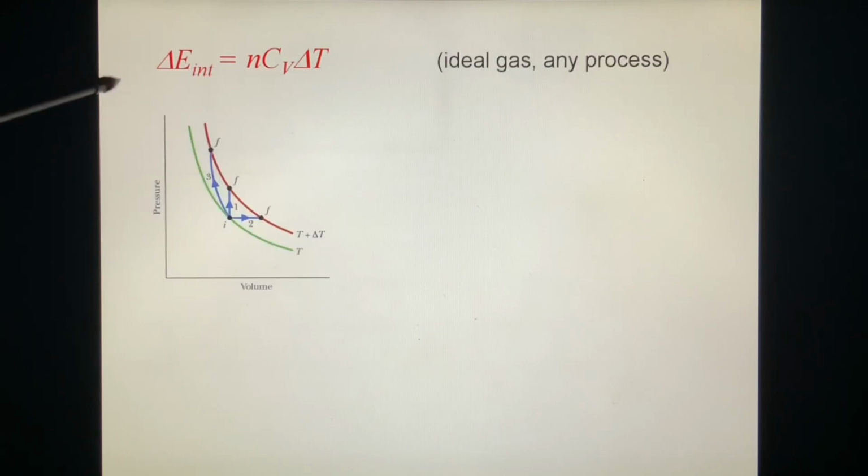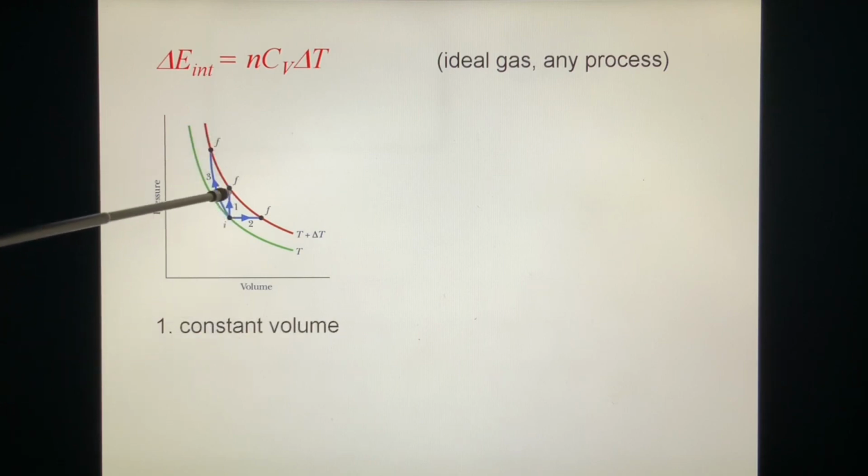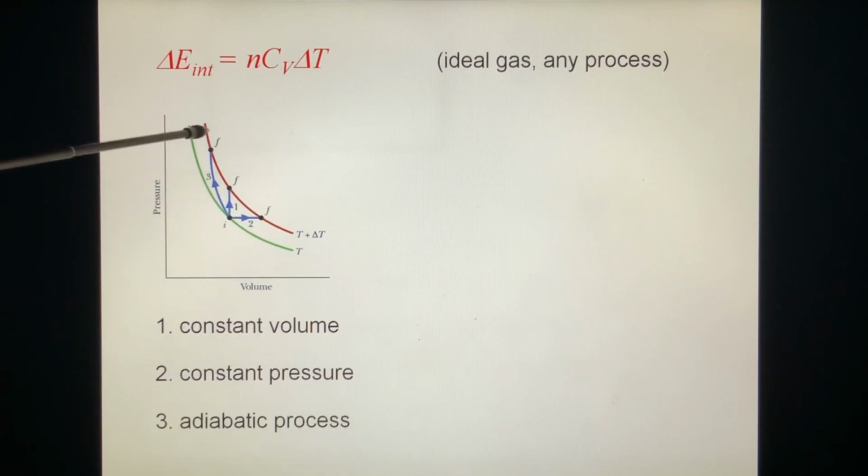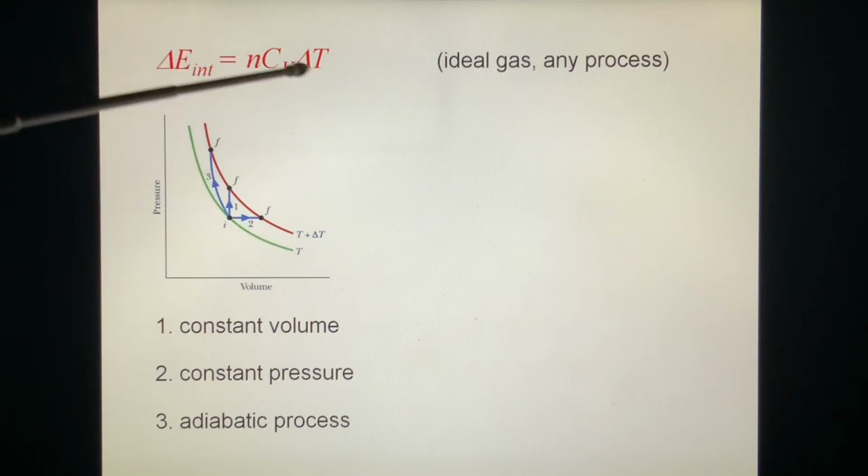We look at this one. Initially the state is here, and it can go at constant volume to this final state. It can go at constant pressure to the final state. It can also go by an adiabatic process. For all these processes, delta T is the same. The kinetic energy change is the same.